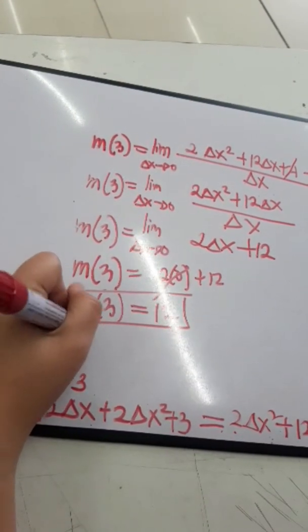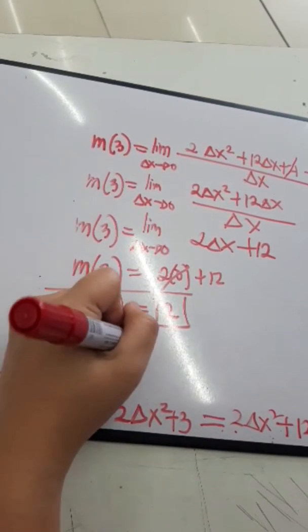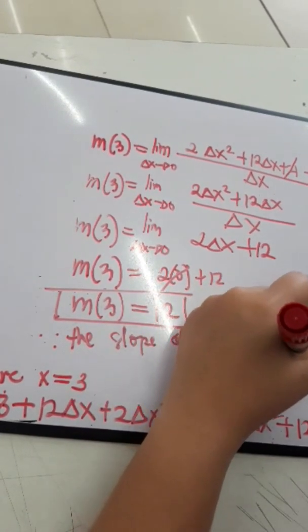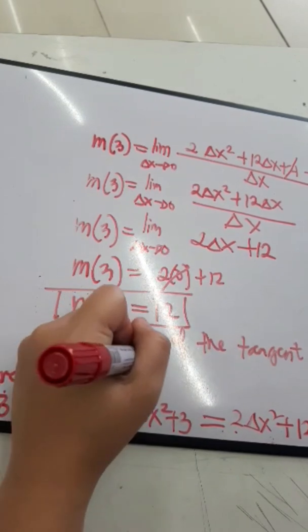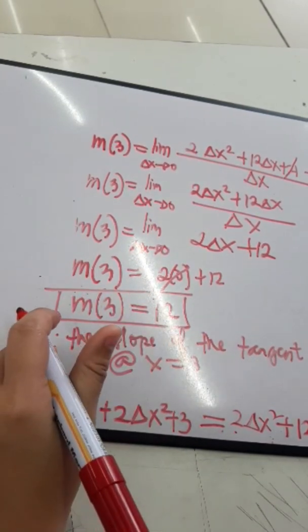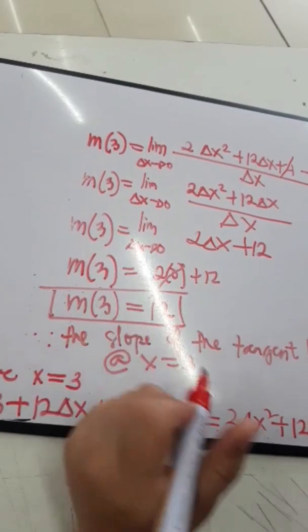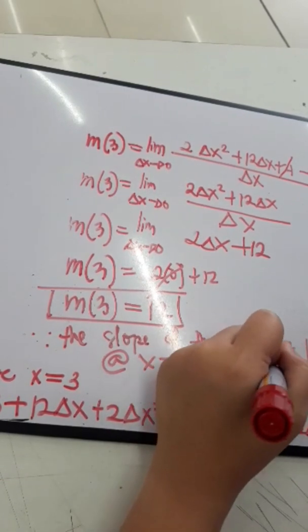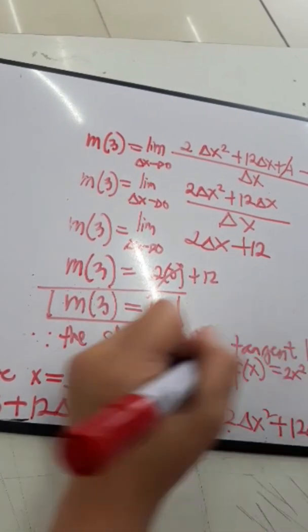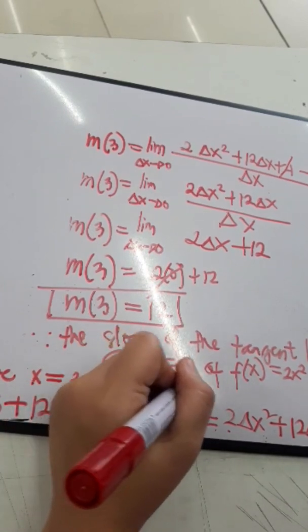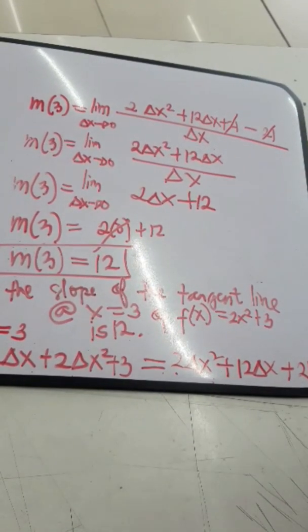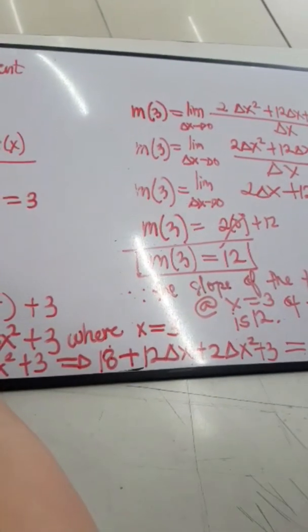Therefore, the slope of the tangent line at x equal to 3 of f of x is equal to 2x squared plus 3 is 12. Okay? So that ends our discussion of finding the slope of the tangent line.